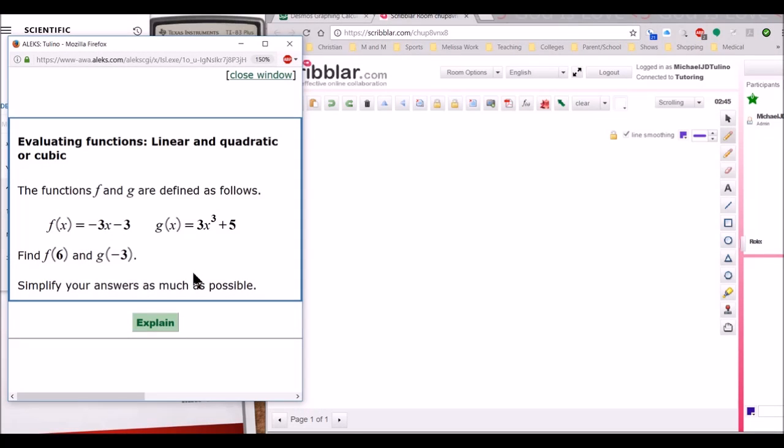So just another example for that function notation right from Alex now. The functions f and g are defined as follows. It just says find f of 6. So all that means is we're going to put 6 in place of x in that function. And then g of -3, we're just going to put -3 over there. So let's see what that looks like.